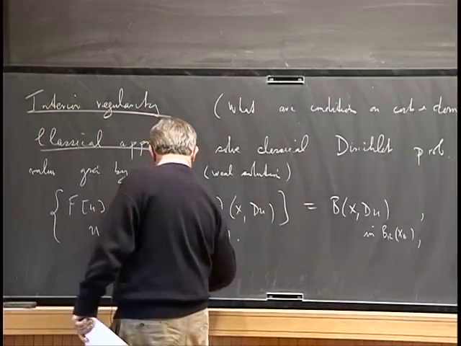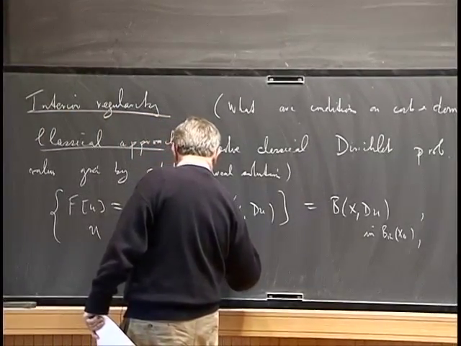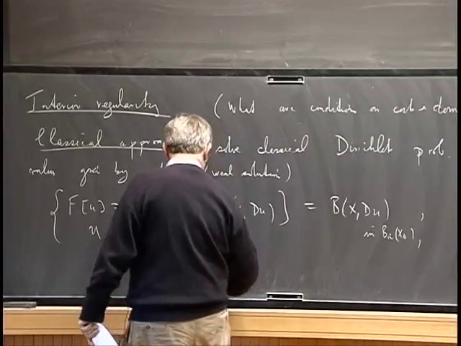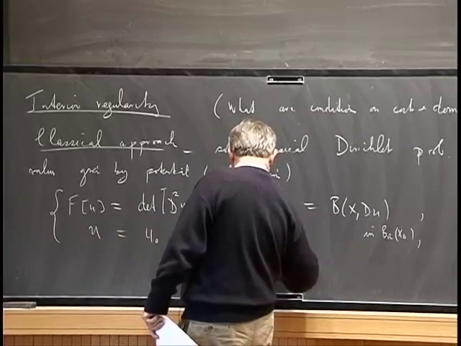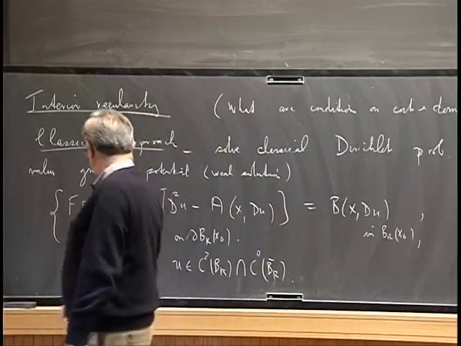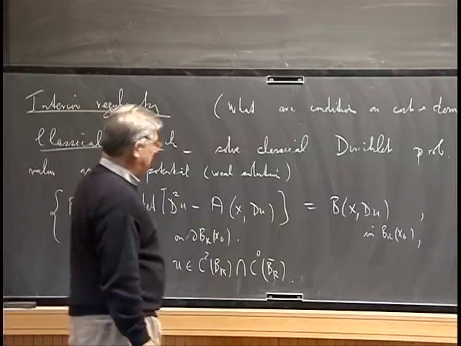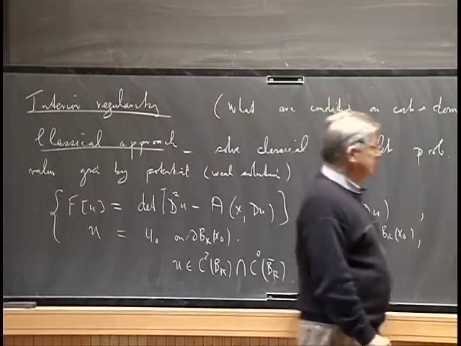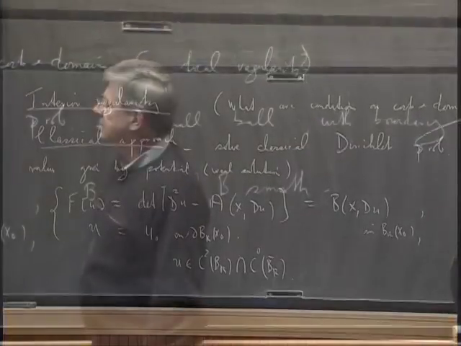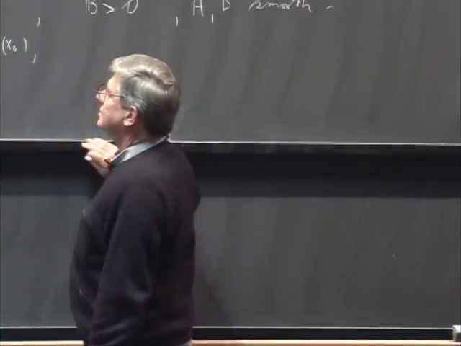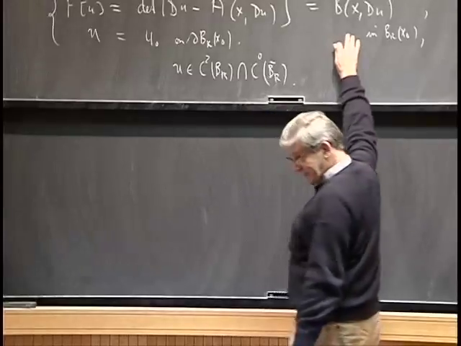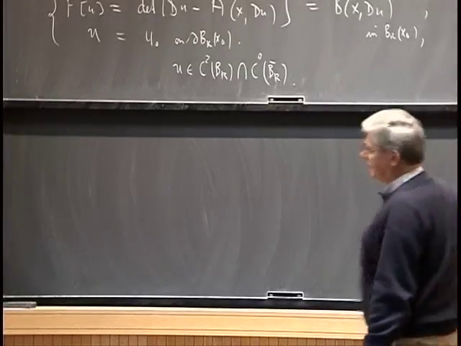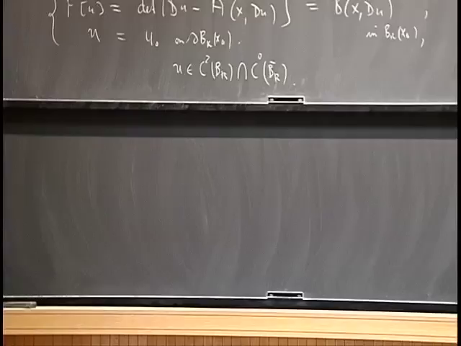Well, I would want to get, say, a u in C2 of B_r and C0 of B_r bar. I see one problem immediately. What is the B? The B has a g sitting down here in the denominator.